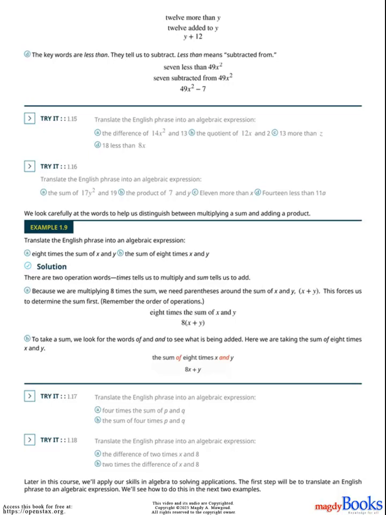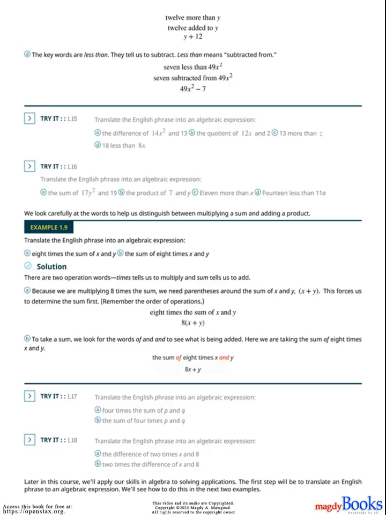Example 1.9. Translate the English phrase into an algebraic expression. A. 8 times the sum of x and y. B. The sum of 8 times x and y. Solution. There are two operation words. Times tells us to multiply, and sum tells us to add.